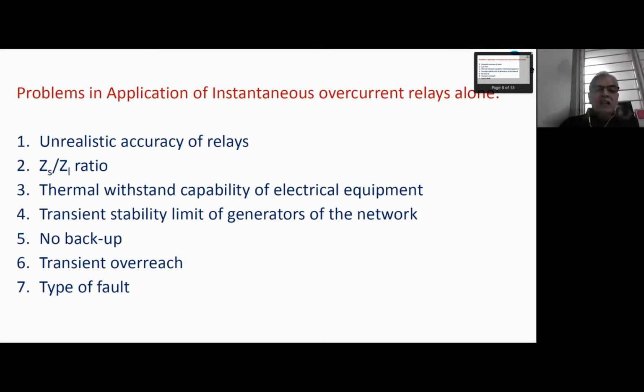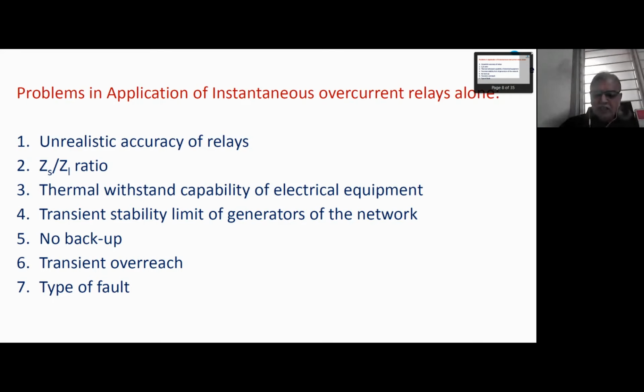Fourth is, as with thermal withstand capacity, there is a transient stability limit. When fault occurs, generators are going to fall out of step. But generators can work asynchronously for certain time, and if the fault is cleared by that time, then generators will regain synchronism if the transient stability limit is not crossed. Therefore, you have to wait till the transient stability limit is working, which we are not waiting for in case of instantaneous overcurrent.